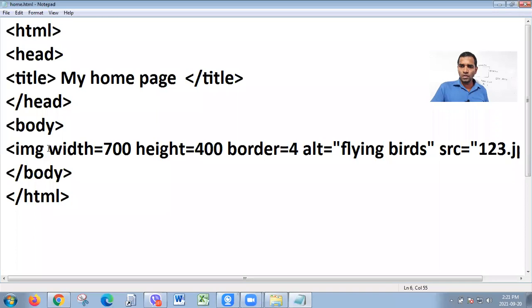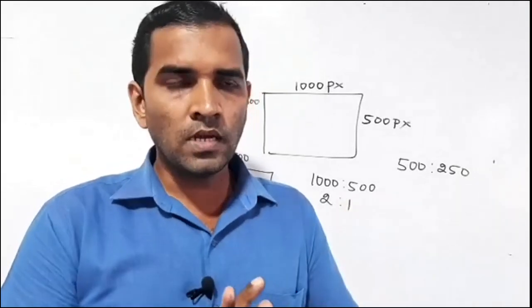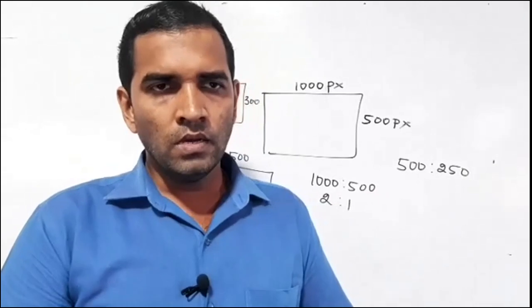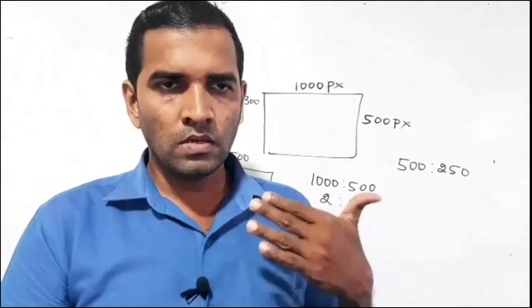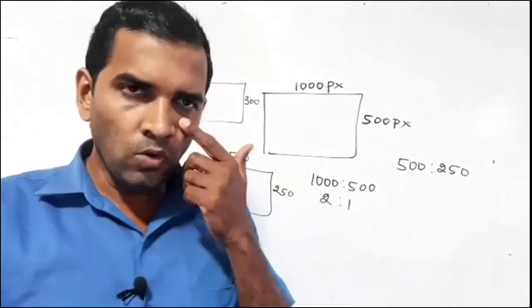No, sir. IMG space width 700, height 400, border 4, ALT flying birds. Finally, I have added SRC 123.jpg. Is it the right one? Will it work? No. No. Look. No, sir. We have already done some other contents, right? So when it comes to table, we have added border, cell spacing, cell padding, width, height. Did we follow any order there?